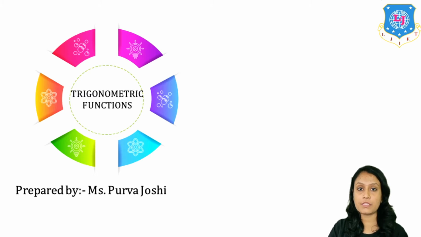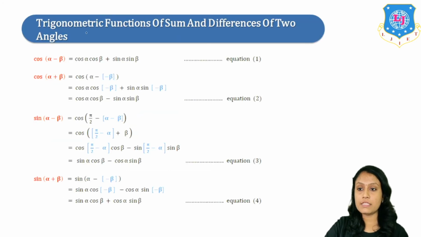Today we are going to discuss a topic named trigonometric functions. So let's start with the trigonometric functions of sum and differences of two angles. The first formula is cos alpha minus beta, that is cos alpha cos beta plus sin alpha sin beta. Give it equation number 1.